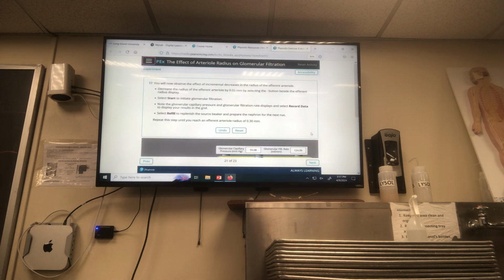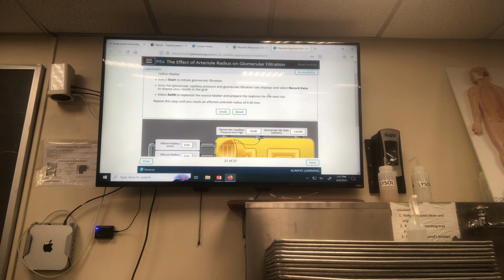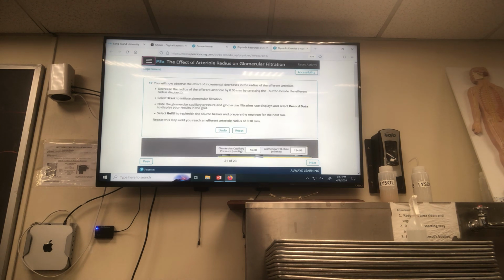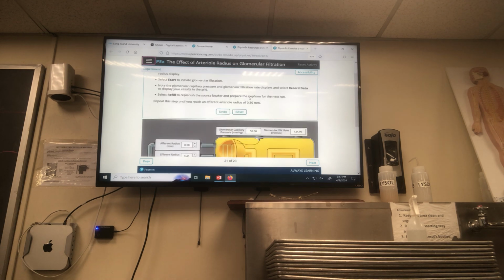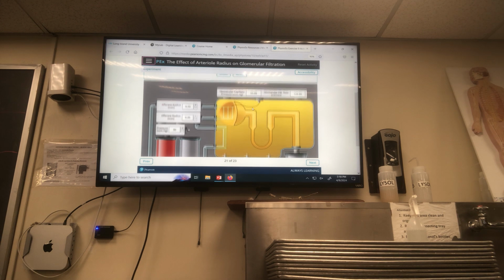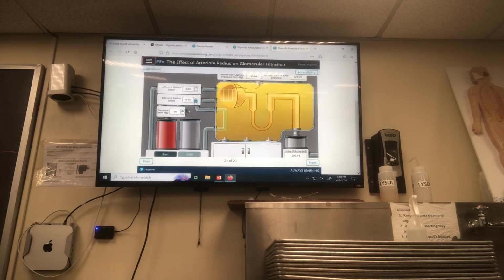Okay. You will now observe the effect of incremental decreases in the radius of the efferent arteriole. So now we're keeping the afferent arteriole constant, and we are now changing the efferent. So let's decrease the efferent arteriole by 0.05 every time up until 0.30. So now it's at 0.45. Let's make it 0.40, and let's start the experiment and get the data.